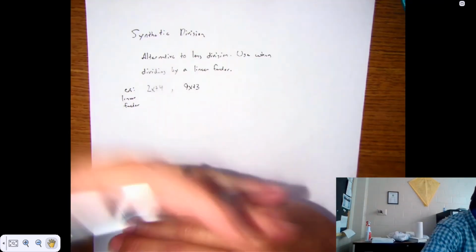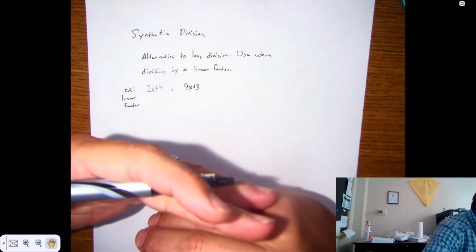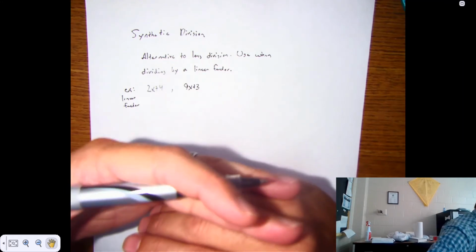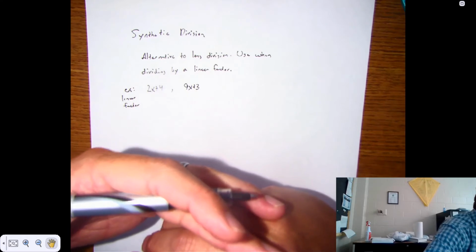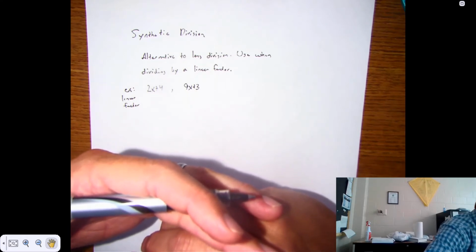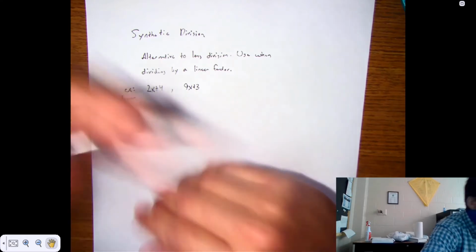Even when you did that long division stuff the other day, there was a lot of stuff in there where you were dividing by linear factors. You can't use it for anything else.